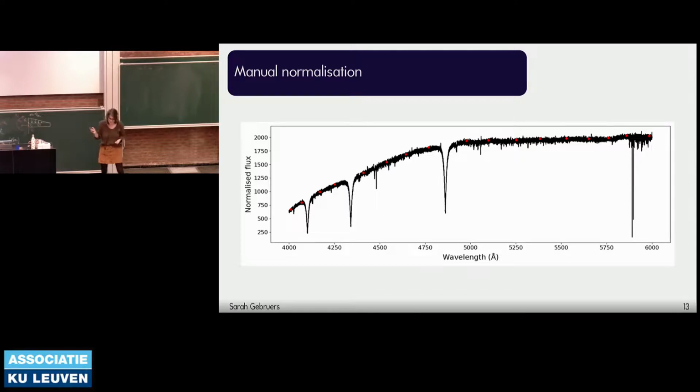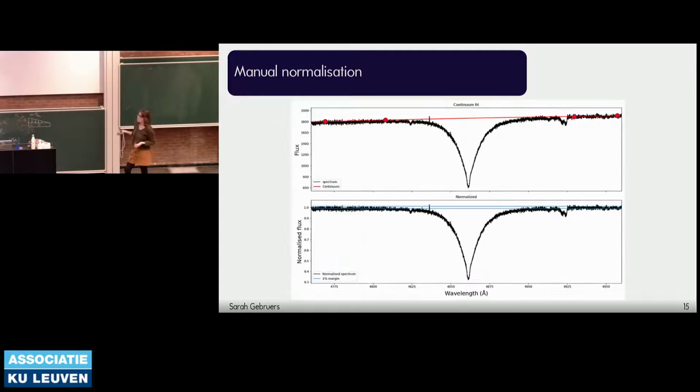What people mostly used to do is to normalize spectra manually. So they select points in the regions of the spectra that they assume is the continuum of the star, and then they fit a spline or a polynomial through these points, and then they divide the spectrum by this spline. And then you can get something that looks like this. On top, I have selected points and fitted the spline, and on the bottom, you have the normalized spectrum.